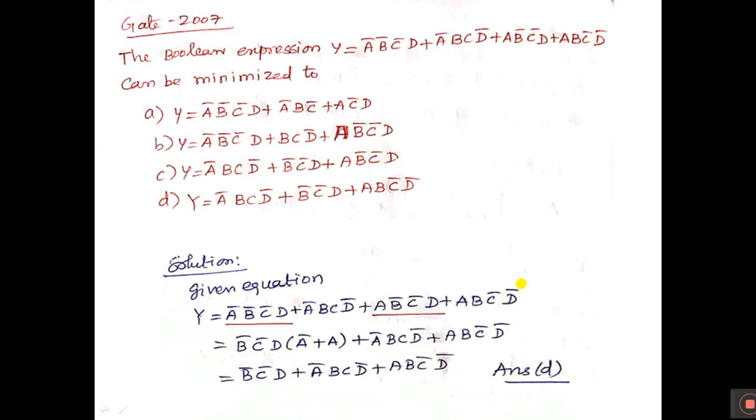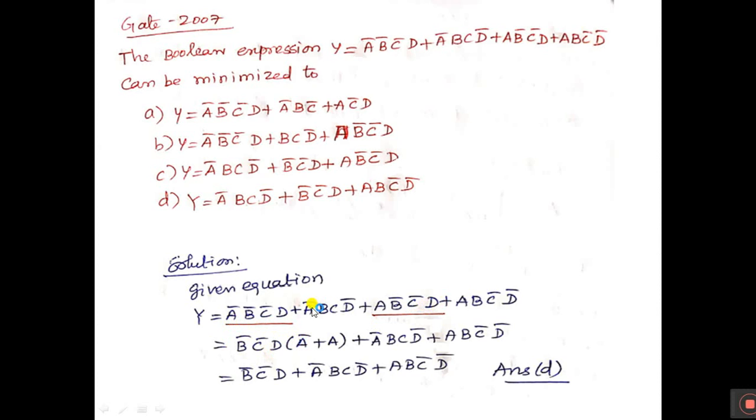Let us discuss the solution. The given equation is y = A bar B bar C bar D + A bar B C D bar + A B bar C bar D + A B C bar D bar. If I take the common term from the first and third, the common term is B bar C bar D. Here also B bar C bar D. So I can take this as the common term.